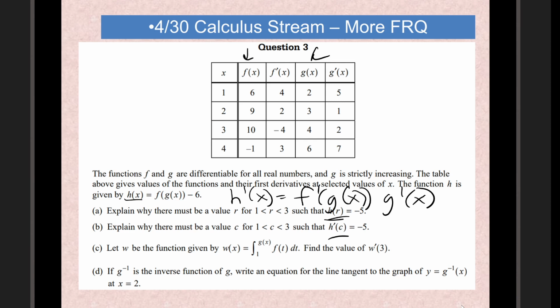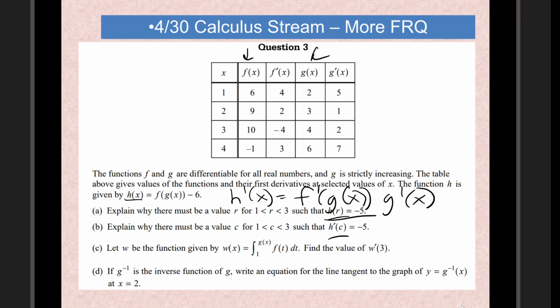So explain why there must be a value where the actual graph of h goes through -5. So I don't need the derivative for this. All I'm going to do is, wait, did you already talk about the mock test? Yeah, I'll go back and talk about it again after this question, since I'm getting a lot of questions about that. Don't worry about it.